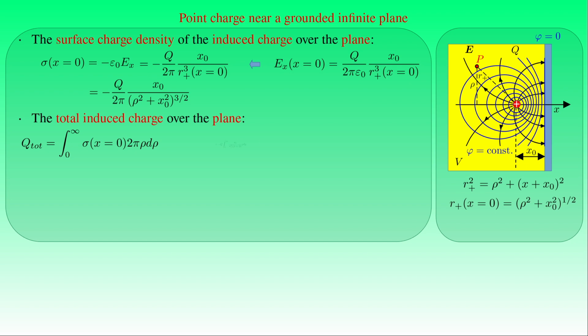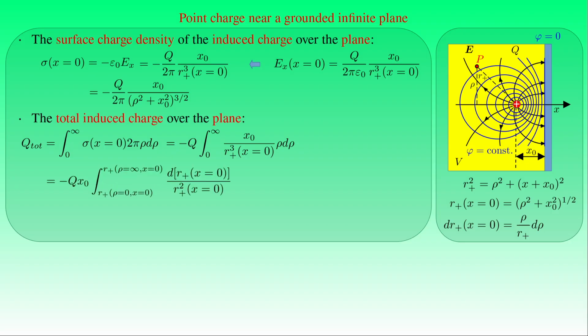If we insert the expression obtained for sigma at x equals 0 into the integral, then the total charge over the plane can be written as minus q, times the integral of x naught over R sub plus cubed at x equals 0, times rho with respect to rho from 0 to infinity. Since the differential of R sub plus at x equals 0 is given by rho over R sub plus, times d rho, we can apply this result to change the variable rho of the integration to the distance R sub plus. Then we can write the right-hand side as minus q times x naught, times the integral of 1 over R sub plus squared at x equals 0 with respect to R sub plus at x equals 0, where the lower and upper limits of the integral are R sub plus at rho equals 0 and x equals 0, and R sub plus at rho equals infinity and x equals 0.